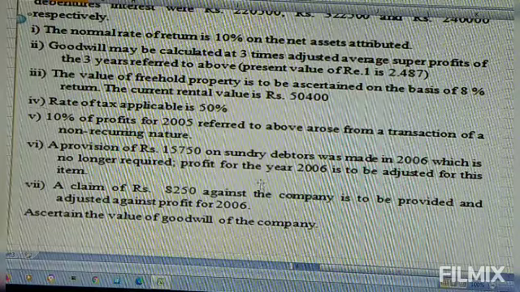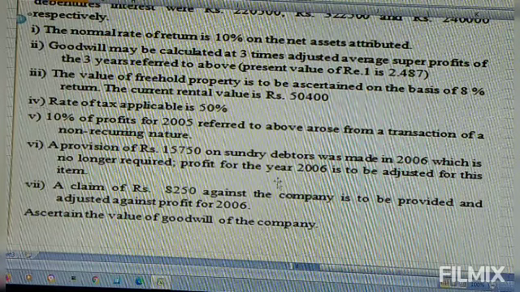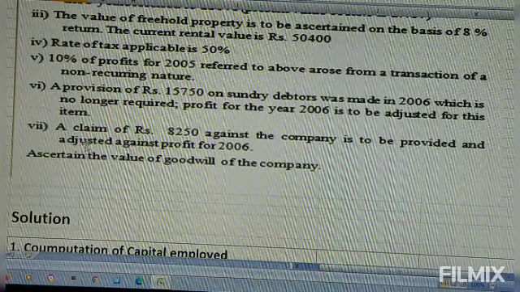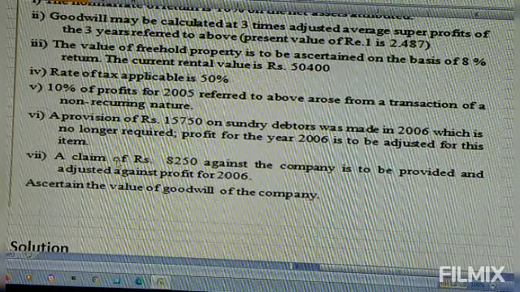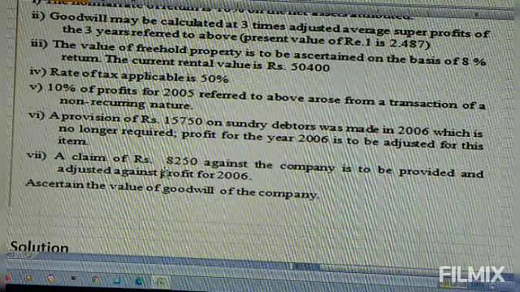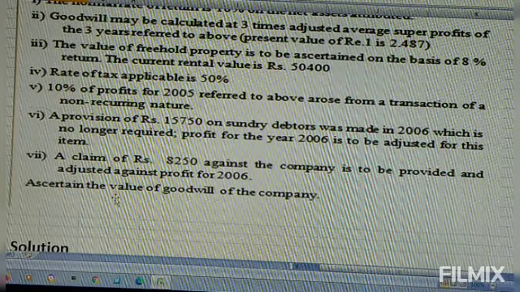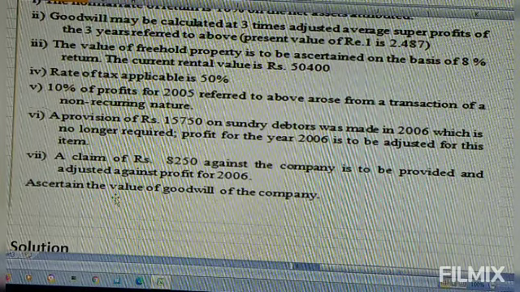So the profit for the year 2006 is to be adjusted for this item, since the provision is no longer required. So the profit of 2006 will increase by 15,750. Okay. Then a claim of rupees 8,250 against the company is to be provided and adjusted against profit for 2006. See, a claim of rupees 8,250. It is to be provided for 2006 and it is to be adjusted.